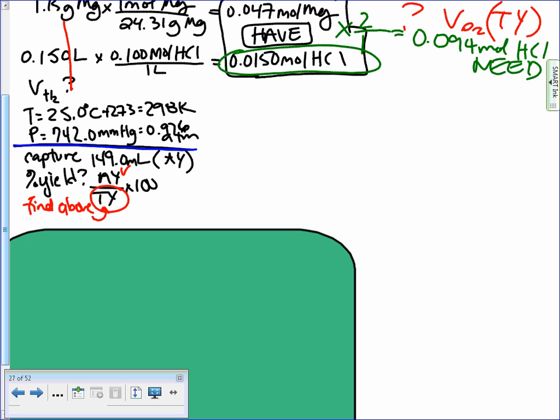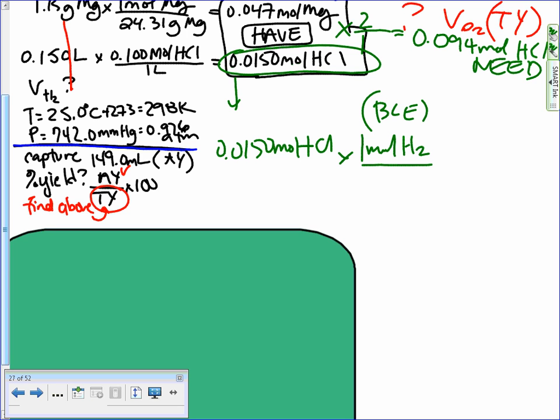Okay, so we're moving on this one, guys, because I want to make sure we have time to practice our other stuff. So 0.0150 moles of hydrochloric acid. You have your LR. What's my ratio? 1 mole hydrogen over 2 mole HCl. So 1 mole hydrogen gas according to the BCE. Remember, this is BCE. And 1 mole of HCl. So this gives us 0.015. Same number, but proving to me it's the gas now. Okay, 0.015 moles of hydrogen gas.